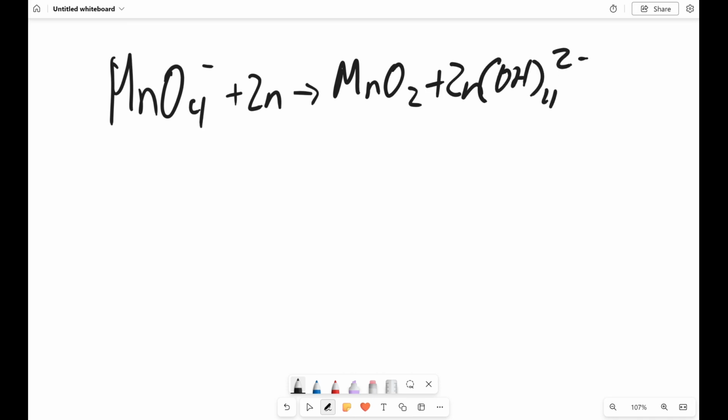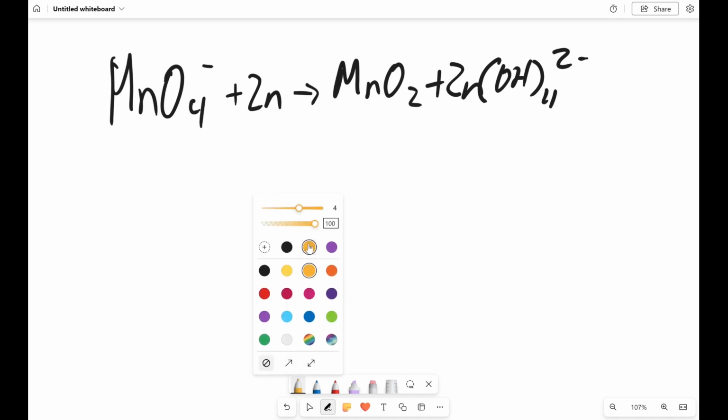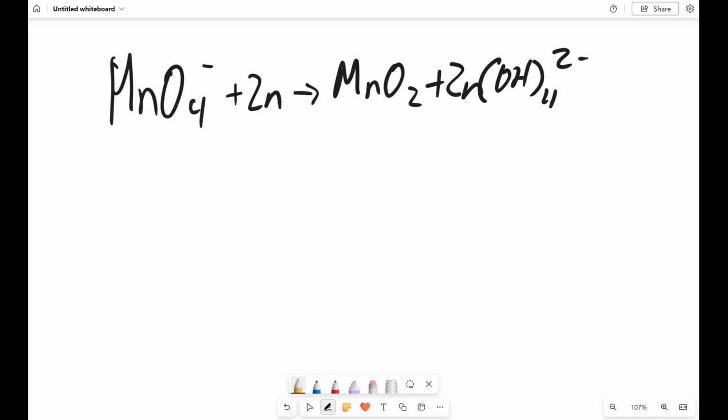Okay, first things first, let's assign our oxidation numbers. Well, we know that O is always minus 2. This means that we're going to have plus 7 for manganese. We're going to have 0 for zinc. We're going to have minus 2 again for oxygen. We're going to have another minus 2 here and a plus 1 here. And then that's going to give us plus 2 for zinc. And then for manganese, we're going to have, was that plus 4? Yeah, that looks about right. Plus 4.